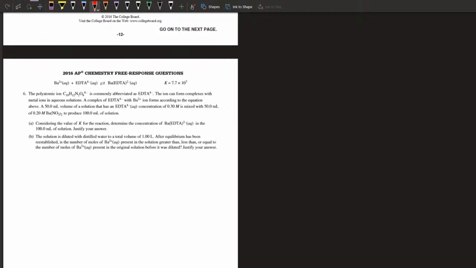Considering the value of K for the reaction, determine the concentration of BaEDTA2- aqueous in the 100 milliliter of solution. Justify your answer. Well, I'm going to type this one out. So, looking at K itself, we know that the reaction goes to completion. Based on that, we know that Ba2+ is going to be the limiting reactant.